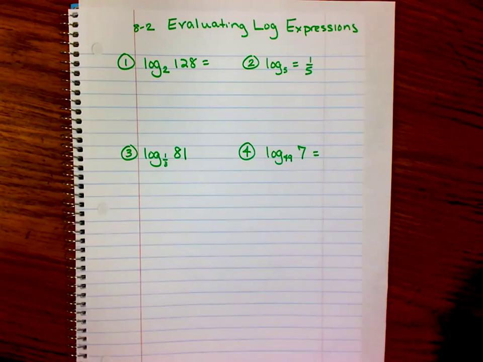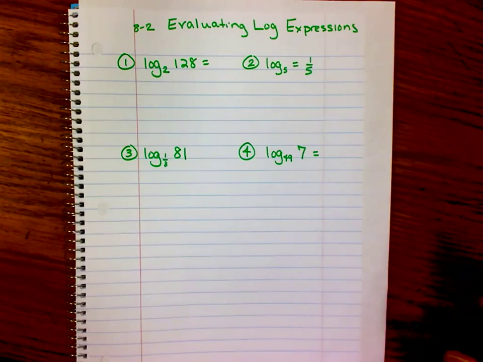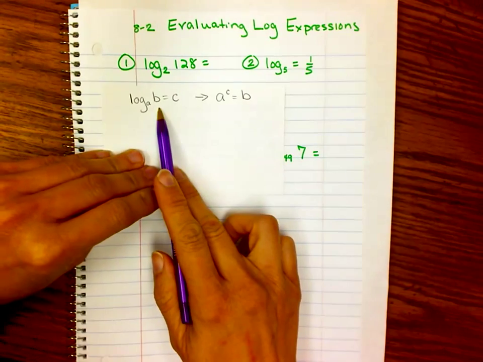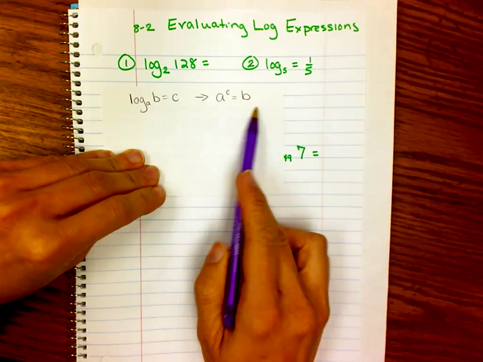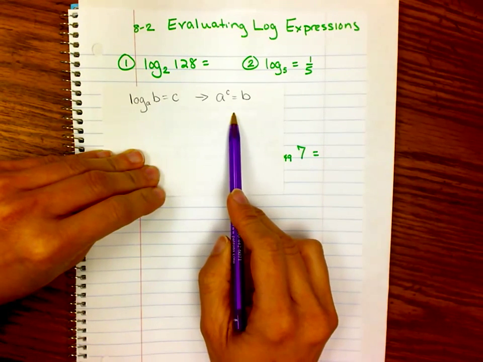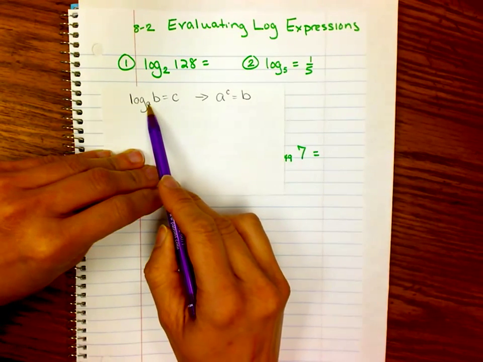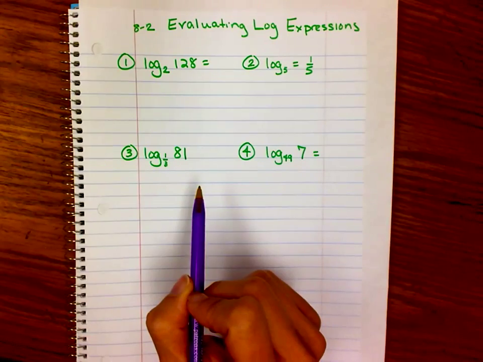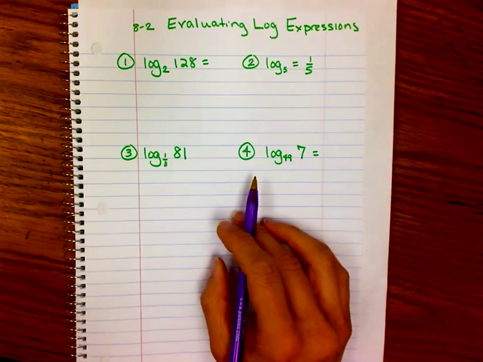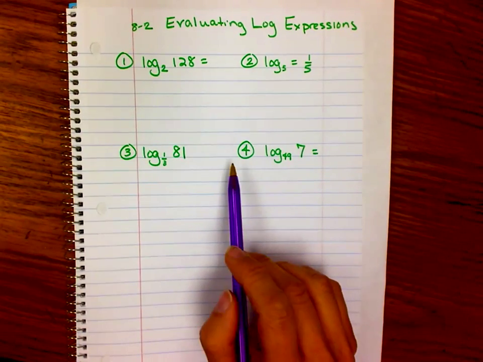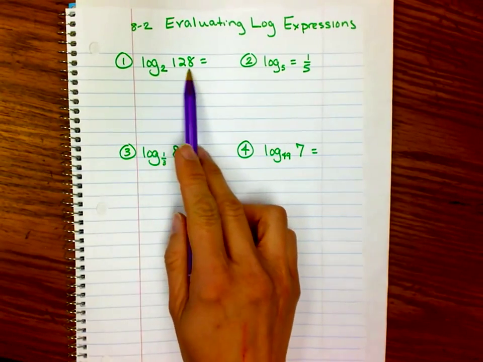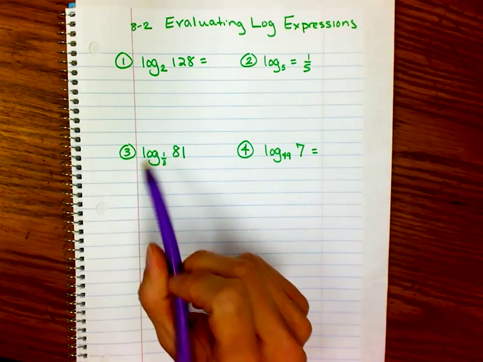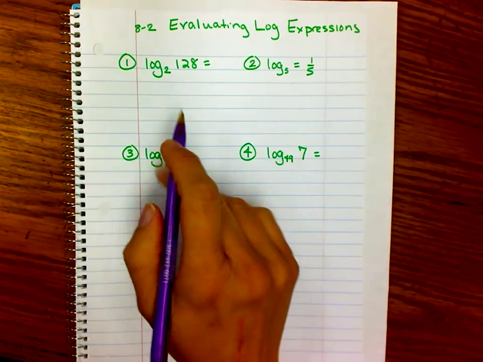Now these are some basic ones, and for these we really are going to use that rule of changing from logarithmic form to exponential form. If you don't have this memorized, it's a really good idea to do it. Remember that arrow of A to the C equals B. We're going to do that because in these expressions we can get that base to some power to equal that, so they're simple that way. So we're going to use our little rule.